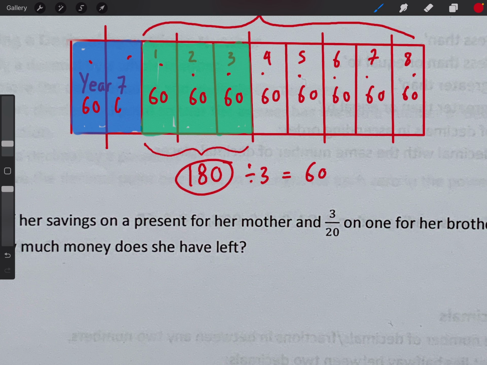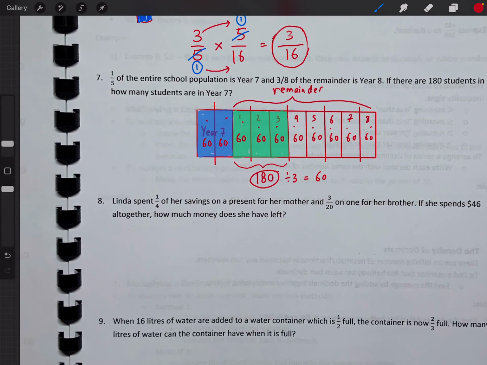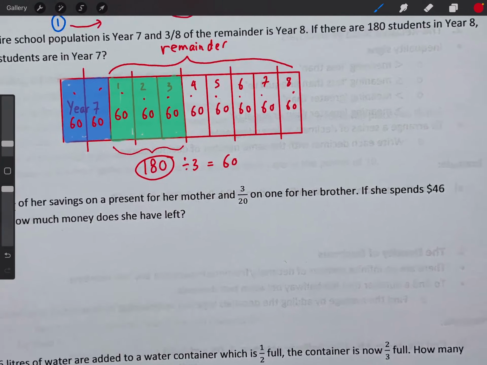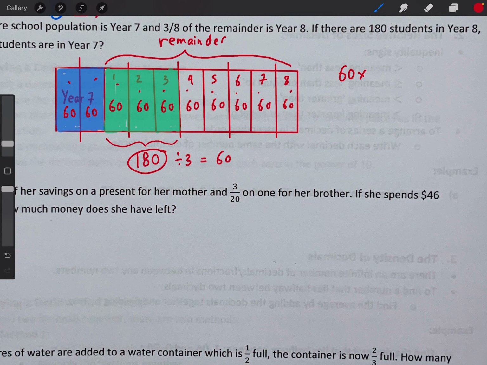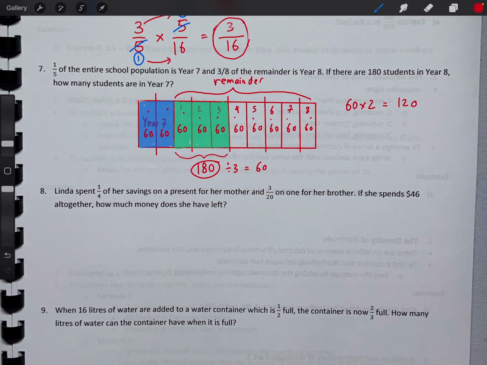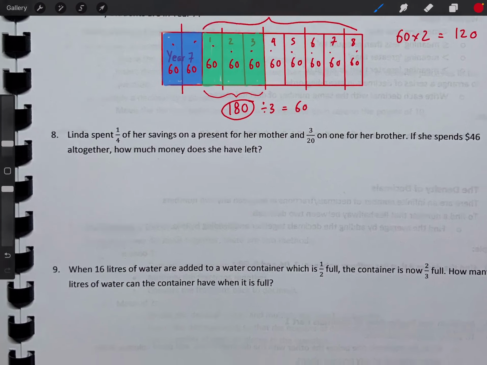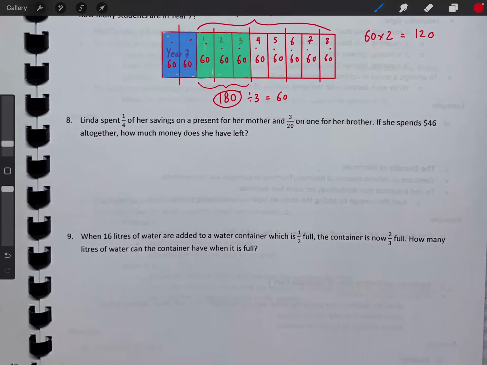Now, year 7 has 2 pieces. So how many students are there in year 7? Well, that's 60 times 2, and that's equal to 120 people there. Okay, so maybe if I draw the diagram, I think it might help you to understand what's actually happening.